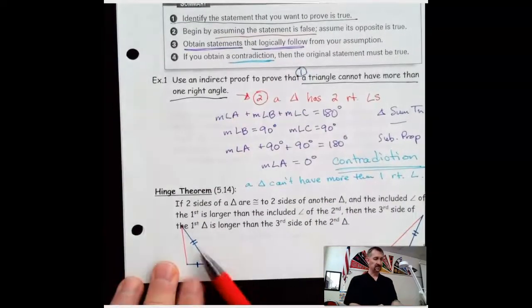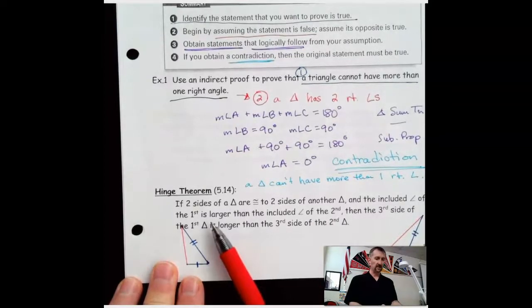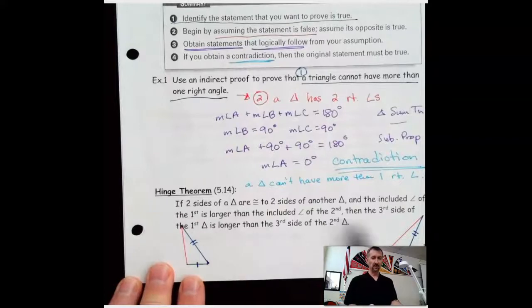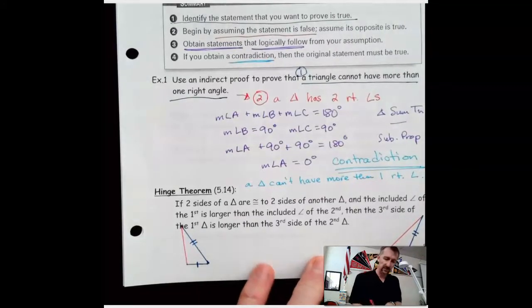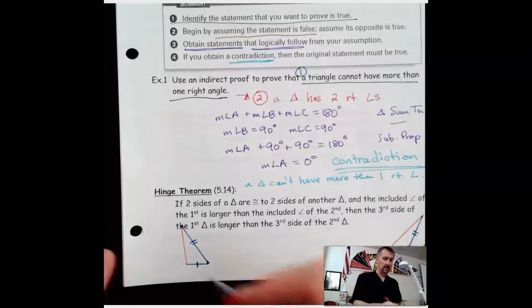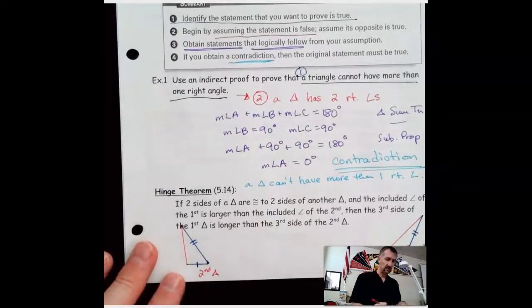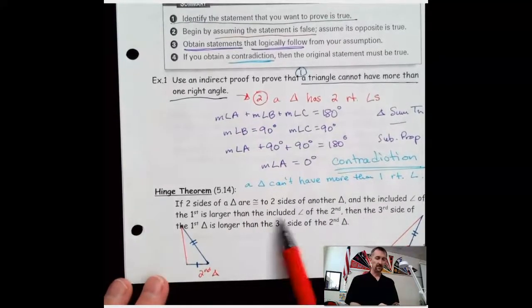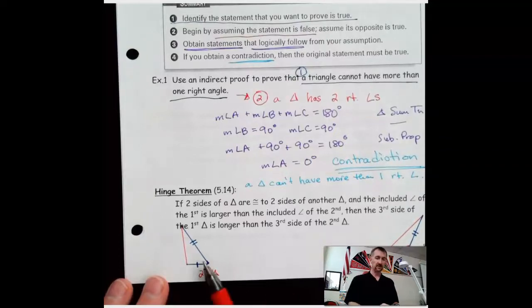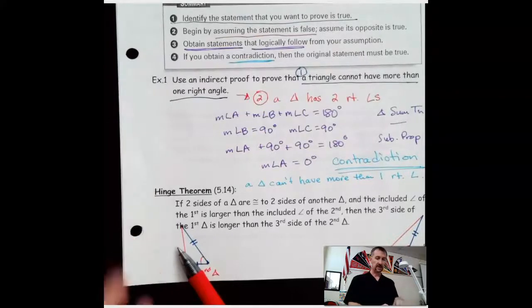Okay, so now, if two sides of a triangle are congruent to two sides of another triangle, and the included angle of the first triangle is larger than the included angle of the second, so I do them backwards. The included angle is the angle between the two equal sides. So this needs to be our first triangle, and this needs to be our second triangle. If the first included angle is larger than the second included angle, then the third side of the first triangle is larger than the third side of the second triangle.